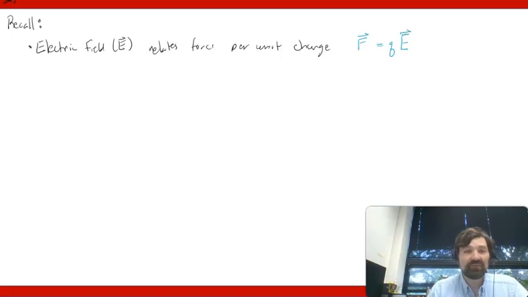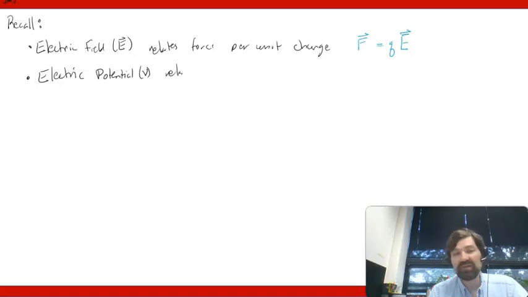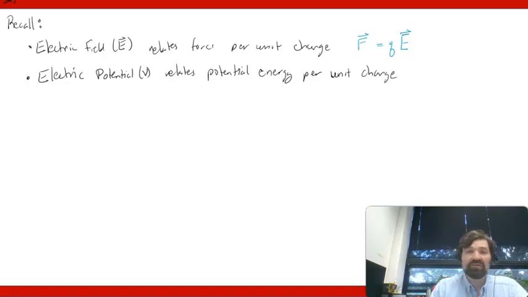And then electric potential, which is voltage, V, what that one does is it relates energy, specifically potential energy, per unit charge. So potential energy per unit charge due to what? Due to the presence of other charges in a given region of space. So we can write something like U, or U sub E, is equal to Q times V.